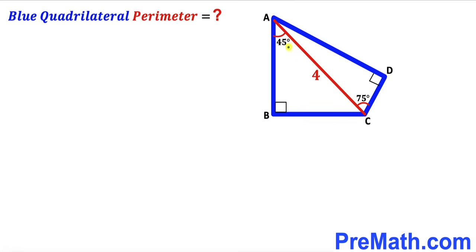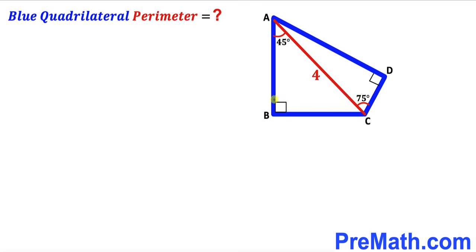Welcome to PreMath. In this video, we have got this blue quadrilateral ABCD along with this segment AC, as you can see in this given diagram, such that this segment AC length is 4 units, and moreover this angle BAC is 45 degrees, whereas this angle ACD is 75 degrees.